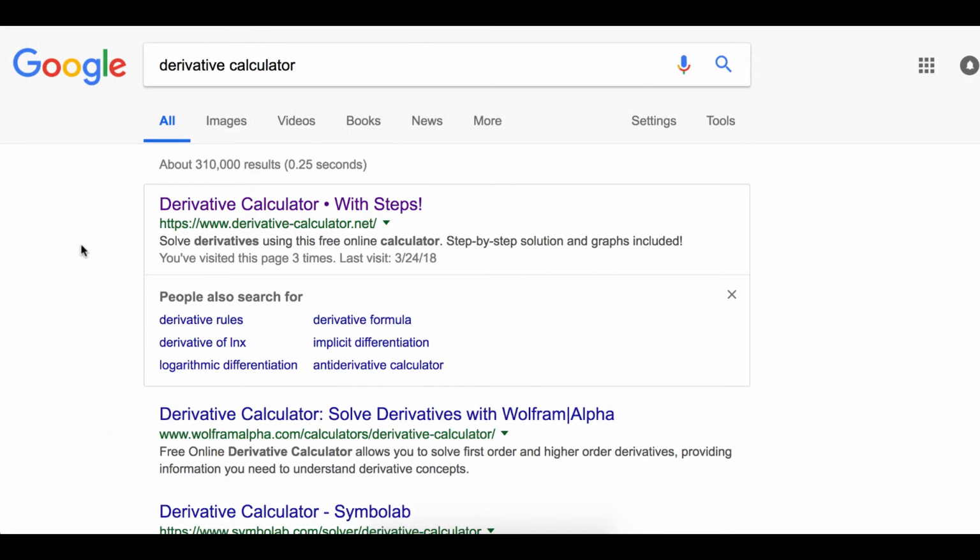So before I finish the lecture, I want to give you a very useful tool that can help you a lot in practicing and mastering derivative rules, and that is an online derivative calculator. If you just go to Google and type in derivative calculator, you'll get a lot of results. However, this is what we want: derivative calculator with steps, and basically it is www.derivative-calculator.net. Okay, so click on that.